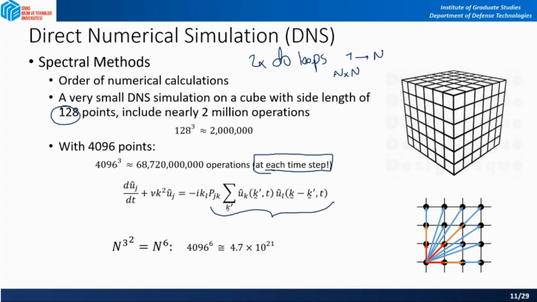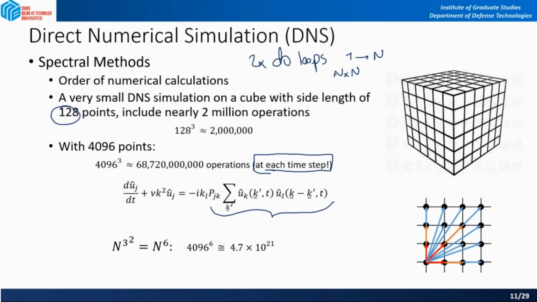Actually, your time resolution again is restricted to your spatial Kolmogorov time scale. Kolmogorov will give you both time scale and spatial scale, right? Length scales. Yes. So this time resolution is also restricted to the Kolmogorov time scale as well.